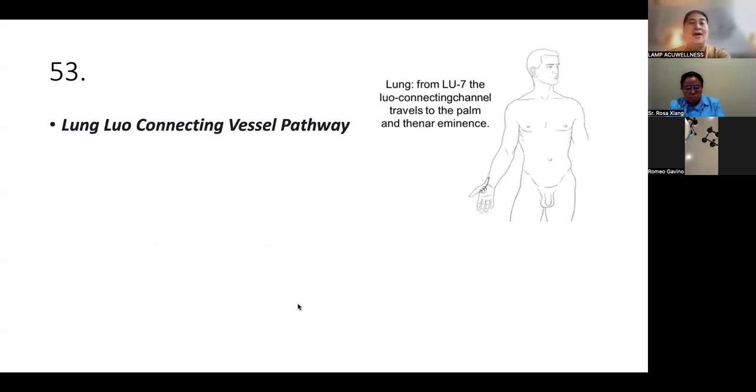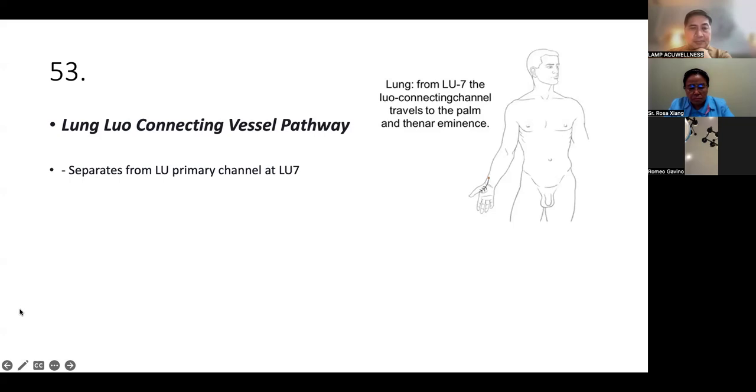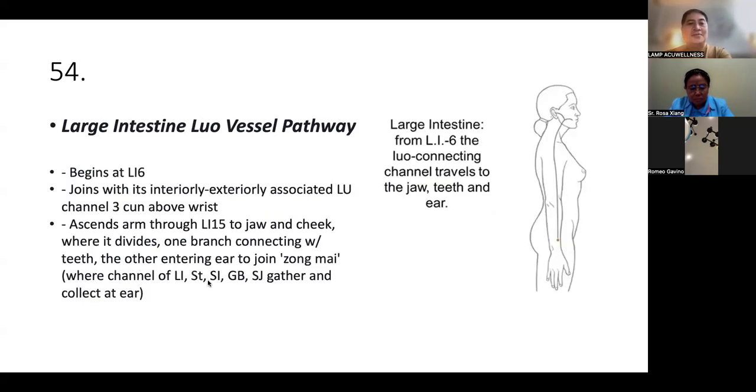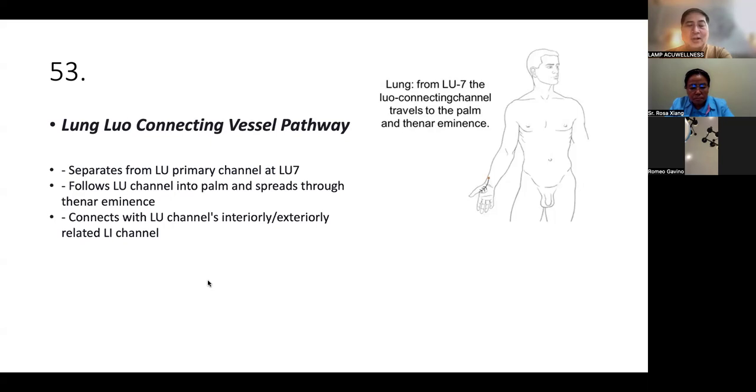Now, let's review the lung Luo-Connecting vessel pathway. It separates from the lung primary channel at Lung 7, follows the lung channel into the palm and spreads through the thenar eminence, connects with the lung channel's interiorly exteriorly related LI channel. Anything else? No. For the large intestine, what about the large intestine?